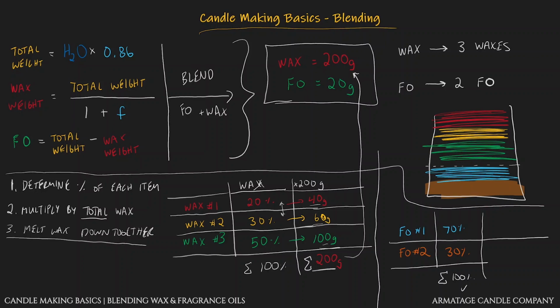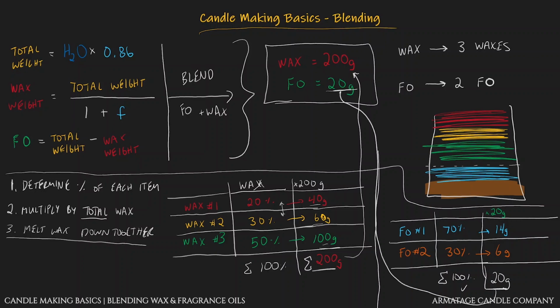Now I'm going to do exactly the same thing we did with our wax, and we're going to multiply this by our total fragrance oil. So I have 20 grams of total fragrance oil, so times 20 grams. And 20 grams times 70% is going to be 14 grams. And I'll do the same thing for our 30%. That's going to be 6 grams. And if I add these together, you probably guessed it, that's 20 grams. This needs to match what we said we're going to have in our blend.